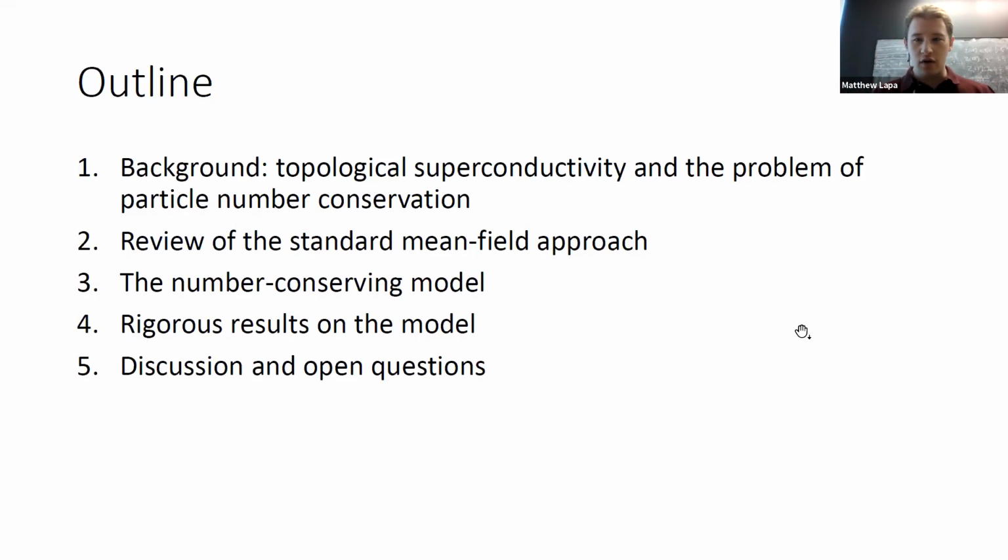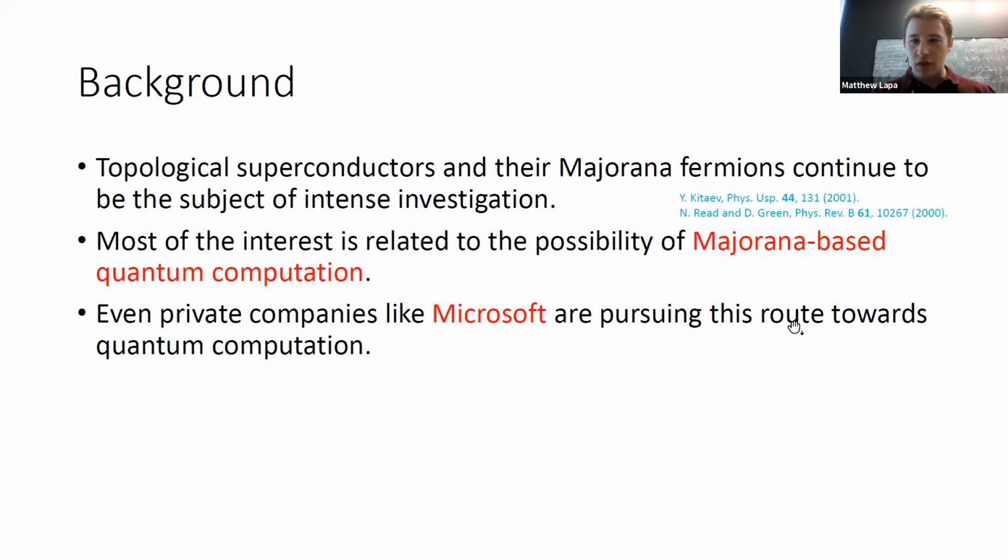So to start, we all know that topological superconductivity and Majorana fermions have been of great interest in condensed matter for almost 20 years now, since these original papers of Kitaev and Read and Green. Most of the interest is related to using these systems as a platform for quantum computation. And even private companies like Microsoft are pursuing this specific route towards building a quantum computer.